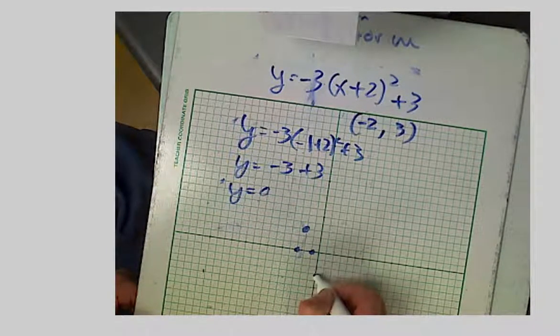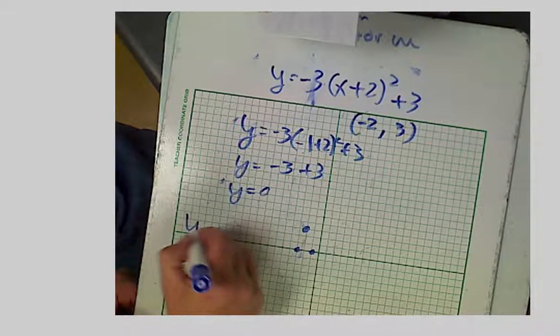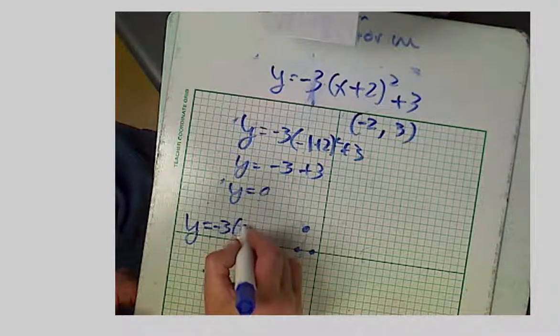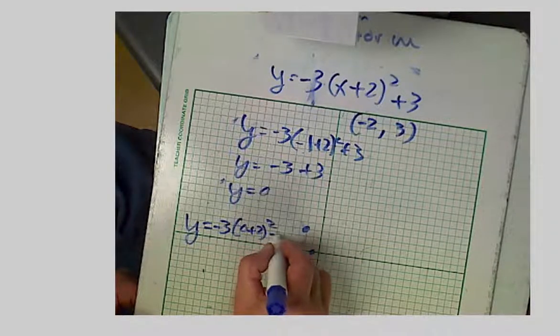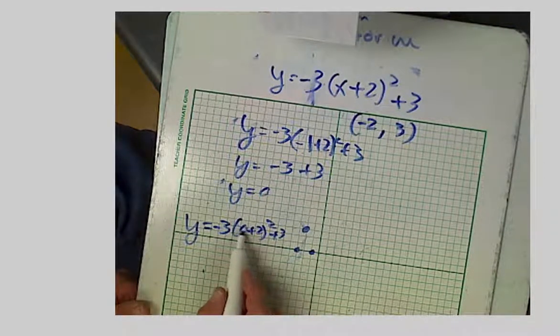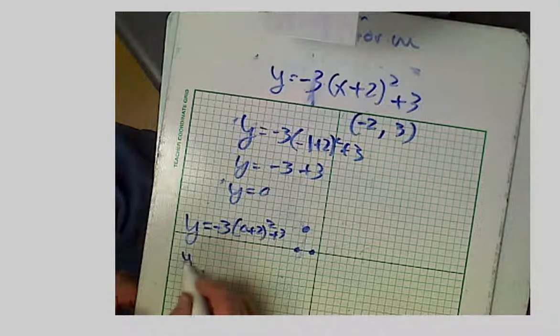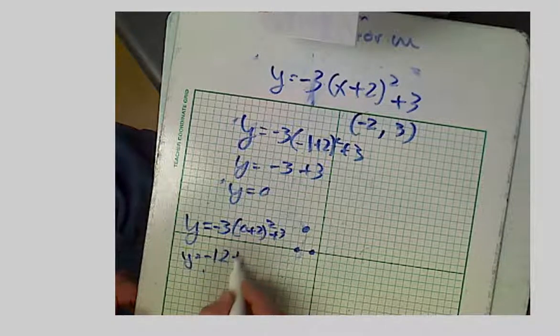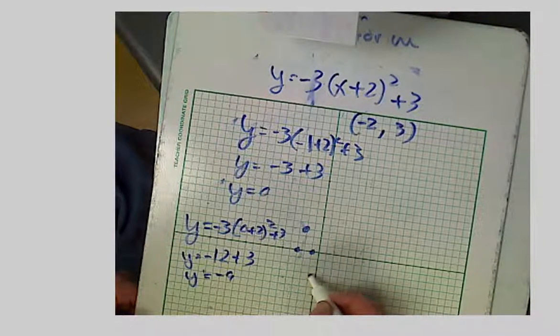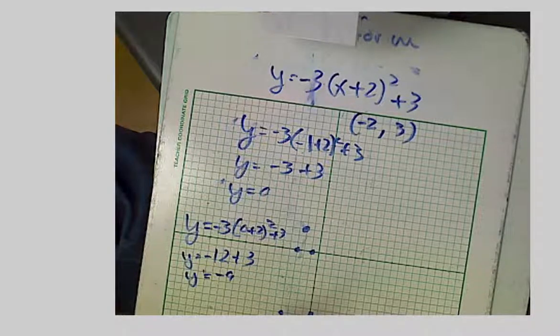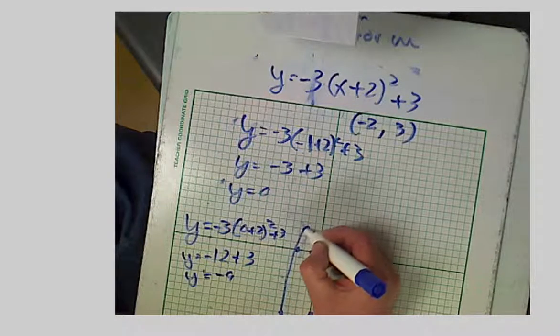And then let's plug in 0. y equals -3 times (0 plus 2) squared plus 3. 0 plus 2 is 2, squared is 4, times -3 is -12, plus 3 is -9. 1, 2, 3, 4, 5, 6, 7, 8, 9. I plugged in 0. I got out -9. And I have my 5 points to graph my parabola.